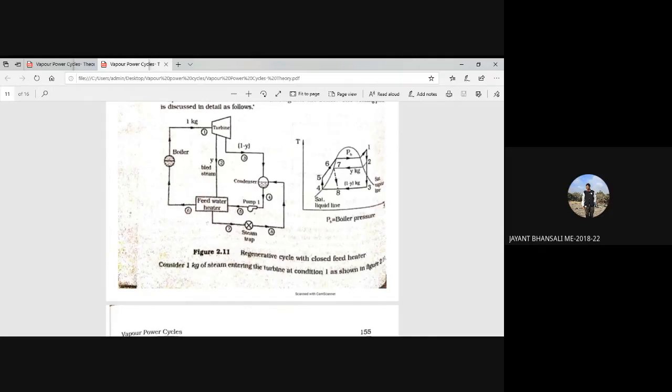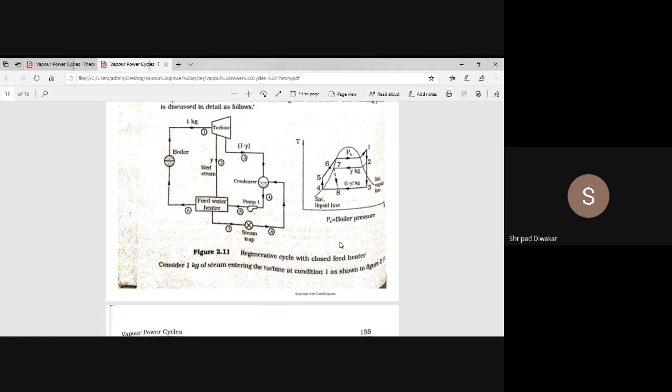Sir, yeah, tell me. What all derivations are there from this module? Derivations, okay. Just concentrate on whatever I explained. One is the reheat cycle, to find out the efficiency.